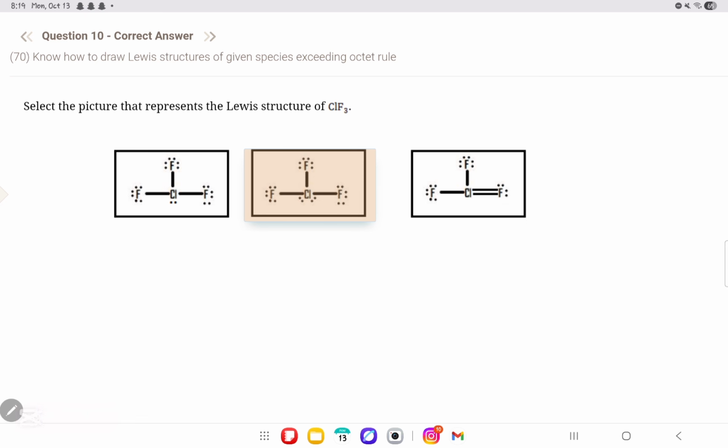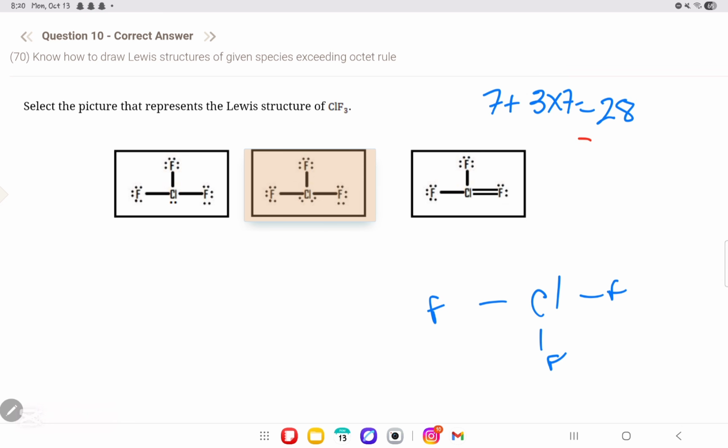What does ClF3 have to be? Cl and then 3 F, right? Now Cl is in group 7, also F is in group 7, so that's 3 times 7 because we have 3 fluorine. So it's going to be 4 times 7 basically, which is 28, right?